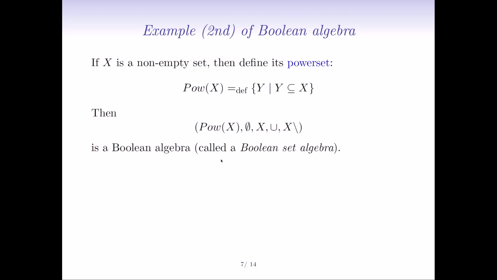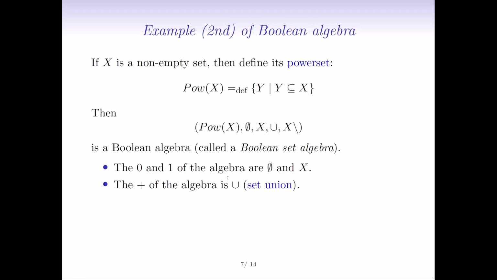Let me just talk you through what each of those things are. So the 0 of the algebra is the empty set. The 1 of the algebra is just the set X itself. And remember that these are both subsets of X for sure. So in particular, they're members of the power set of X, so that's okay. And then for my plus, I'm going to take the operation cup, the set union.